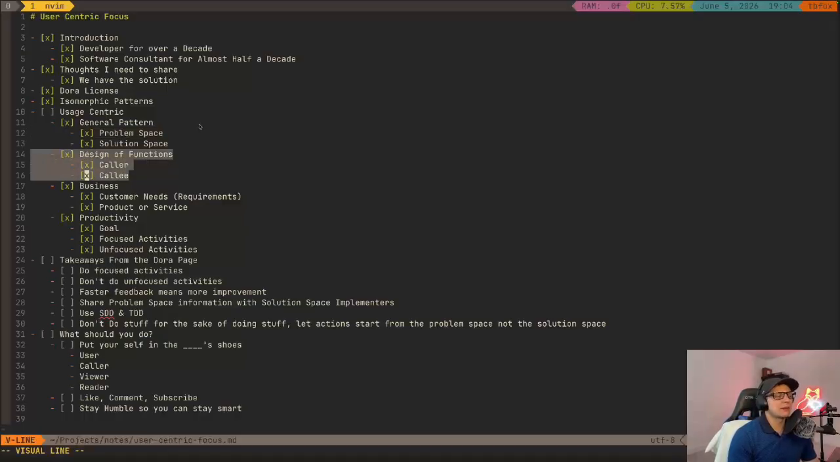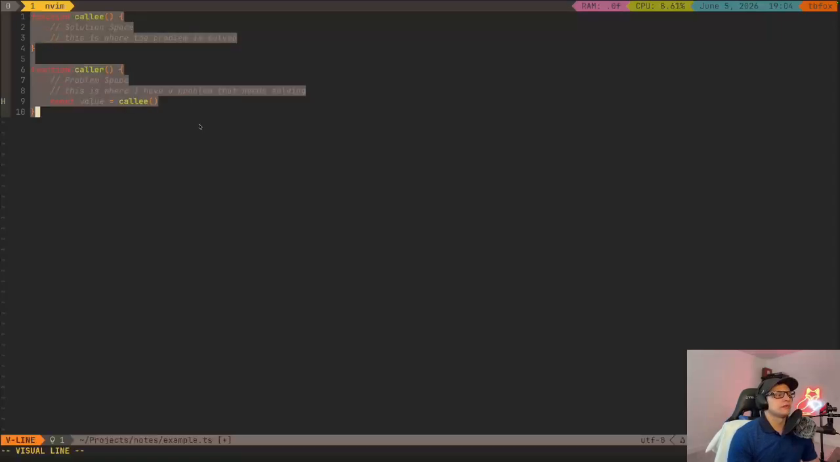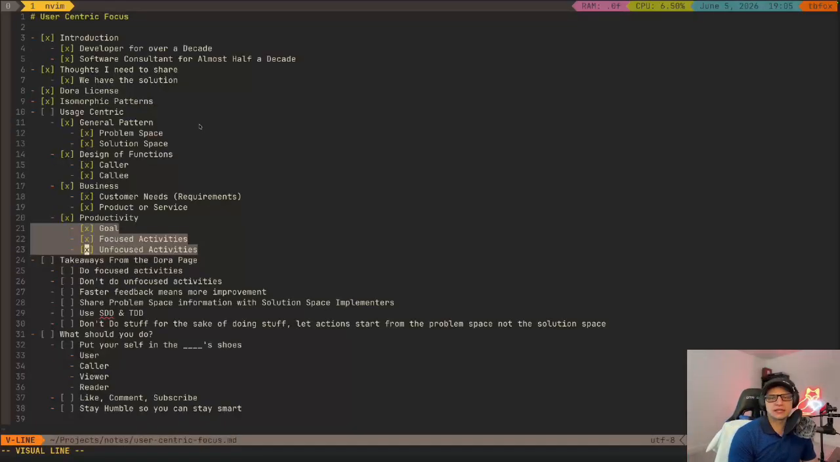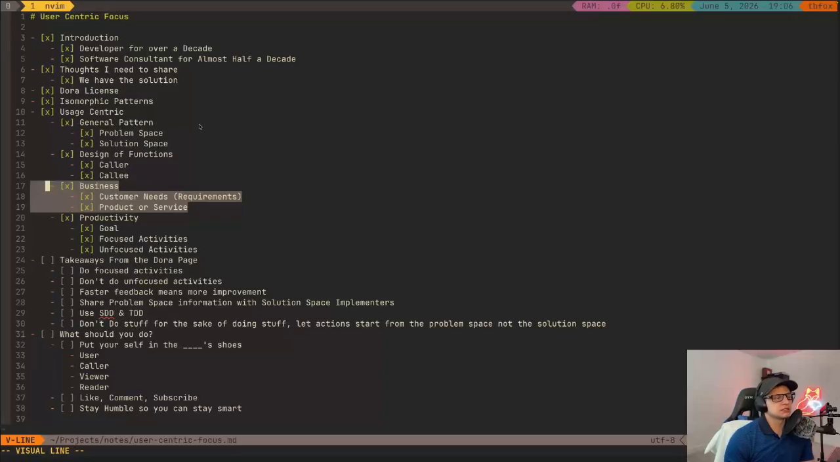All of these applications of the same general pattern, the same general isomorphic pattern, are going to have all the same characteristics. So if I learn a lesson about this being my functions and how my functions work, I can use that same lesson to help me accomplish a goal like making a YouTube video. The DORA capability page is really telling us about the business example I have, but we can apply that to all the other places as well.